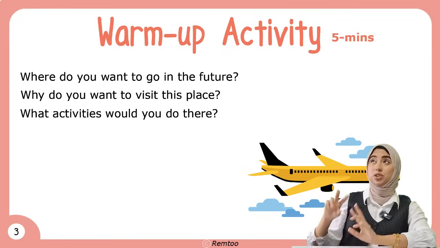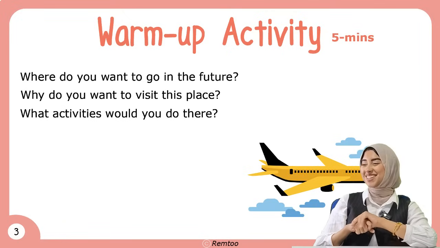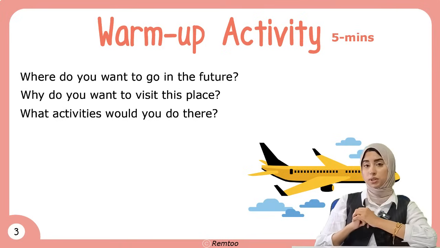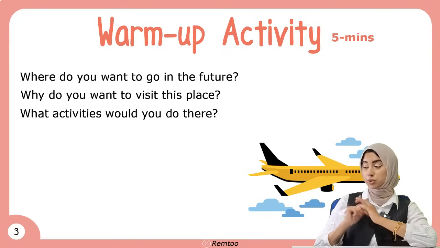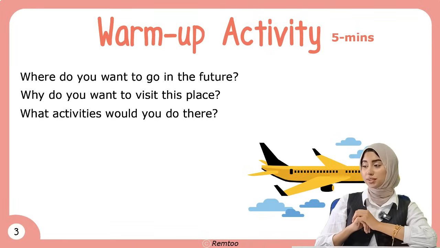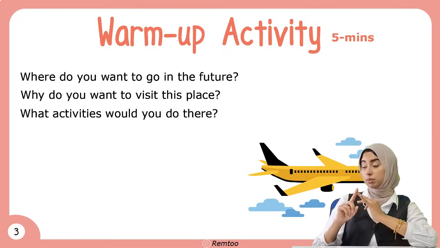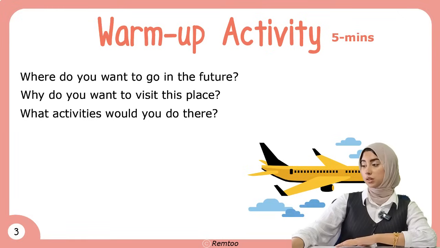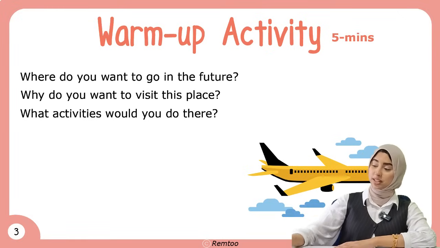So here we have our imaginary friend Sarah. She wants to answer. So yes, Sarah, where do you want to go in the future? To Turkey. Okay, amazing. And why do you want to visit this place? Because you love Turkey, and you want to try the Turkish food. That's amazing. So what activities would you do there? Yes, you would visit the Blue Mosque. What else? Yeah, you will try the Turkish food. Wow, that's amazing. Thank you so much, Sarah, for answering.